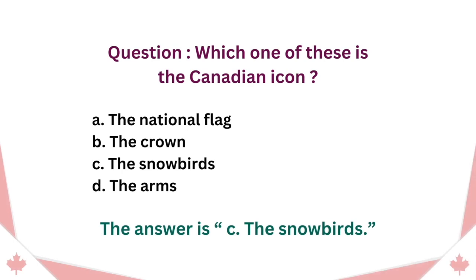Question. Which one of these is the Canadian icon? A, the national flag. B, the crown. C, the snowbirds. D, the arms. The answer is C, the snowbirds.